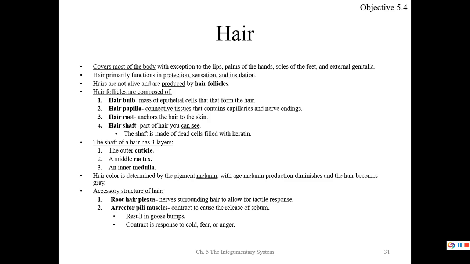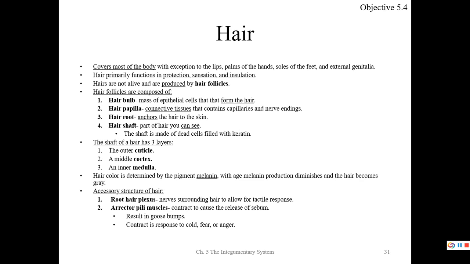All right. So let's talk hair. Hair covers most of the body, with a few exceptions: the lips, the palms of the hands, soles of the feet, things like that, external genitalia. The hair primarily does things like protection, sensation, insulation. But hairs are not alive, though they are produced from hair follicles, which are alive.